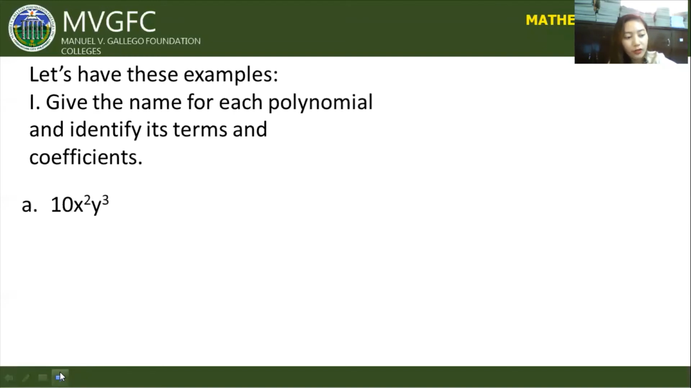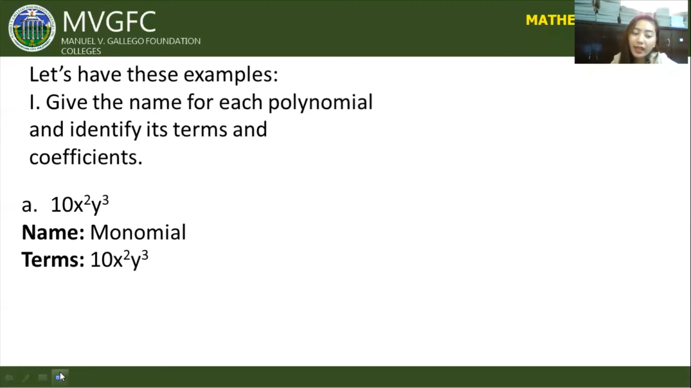Okay, so for example, we have here 10x squared y cubed. So what is the name of the polynomial? That is a monomial because it only has one term. Next, what is the term? The term is simply 10x squared y cubed. How about the coefficient? We have 10. Remember, we have the numerical coefficient. So now, let's have another example.